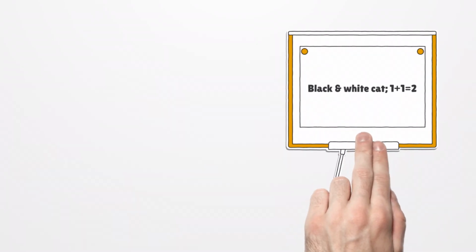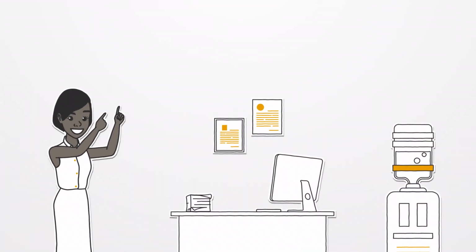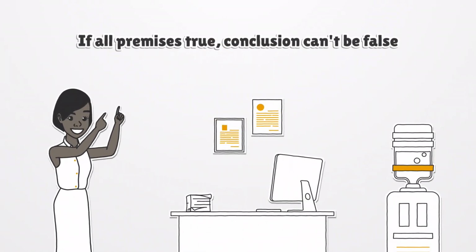What is a premise? A premise can be any bit of information about the world that has meaning and can be true or false. My cat is black and white could be a premise. 1 + 1 = 2 could be a premise. How do we get from premises to a conclusion? Simple. A conclusion is true when all of the premises mean that it can't be false.